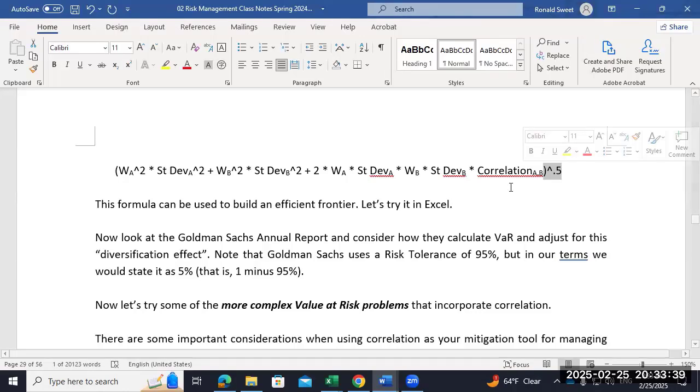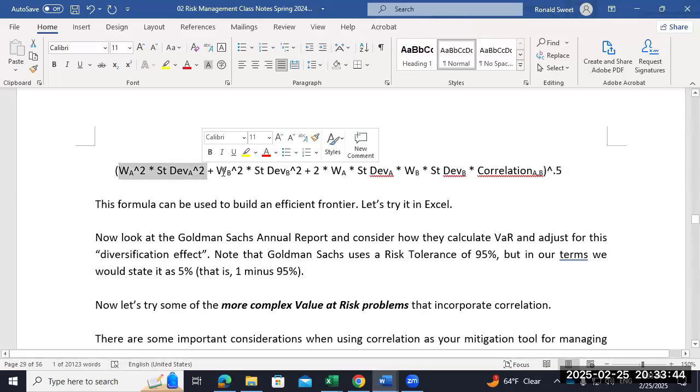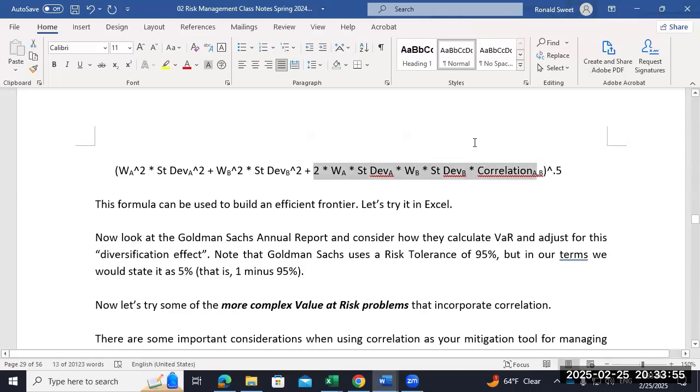What if we have 3 things to allocate to? You're going to do this for A, for B, for C, for A and B, for A and C, for B and C. You have to do them all together. What if you have 4 things to allocate to? You got to do this for A, B, C, D, for A and B, A and C, A and D, B and C, B and D, C and D.